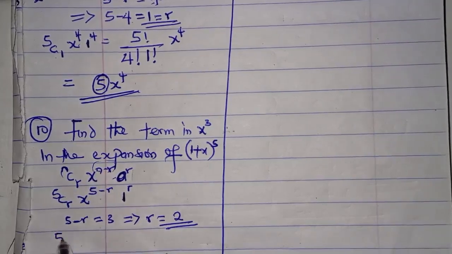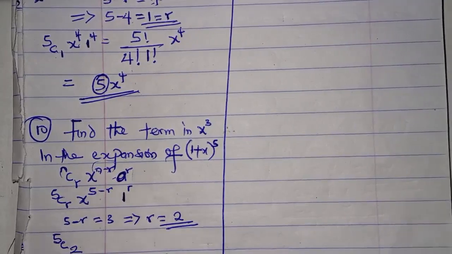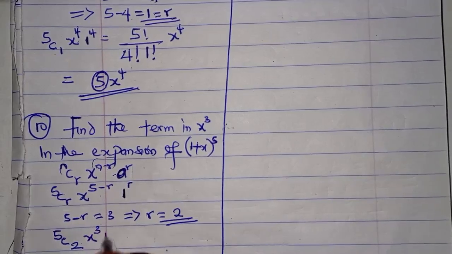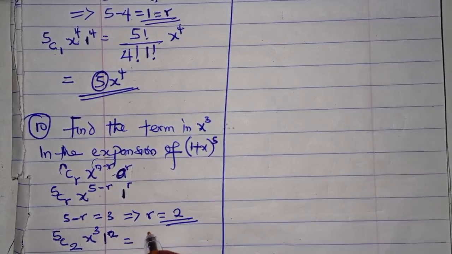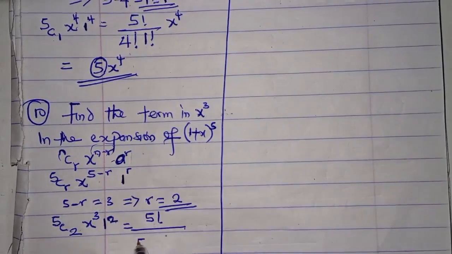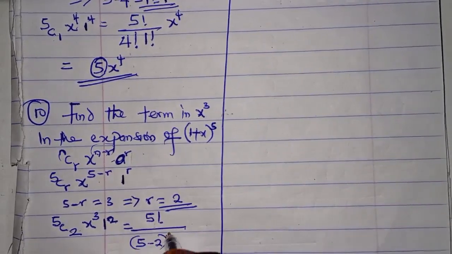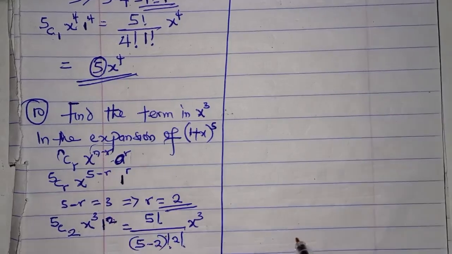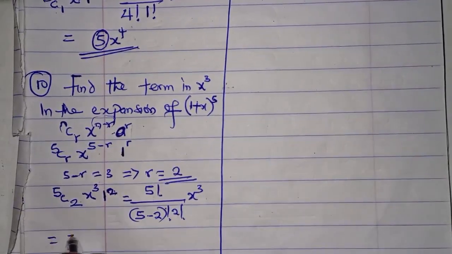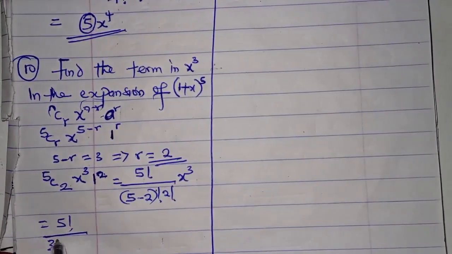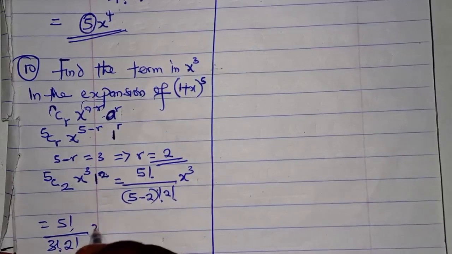You can say that 5 combination 2 into x to the power of 3 times 1 to the power of 2. And 5 combination 2 is 5 factorial divided by 5 minus 2 factorial into x cubed. 1 squared is still 1. So this is 5 factorial all over 3 factorial times 2 factorial into x cubed.